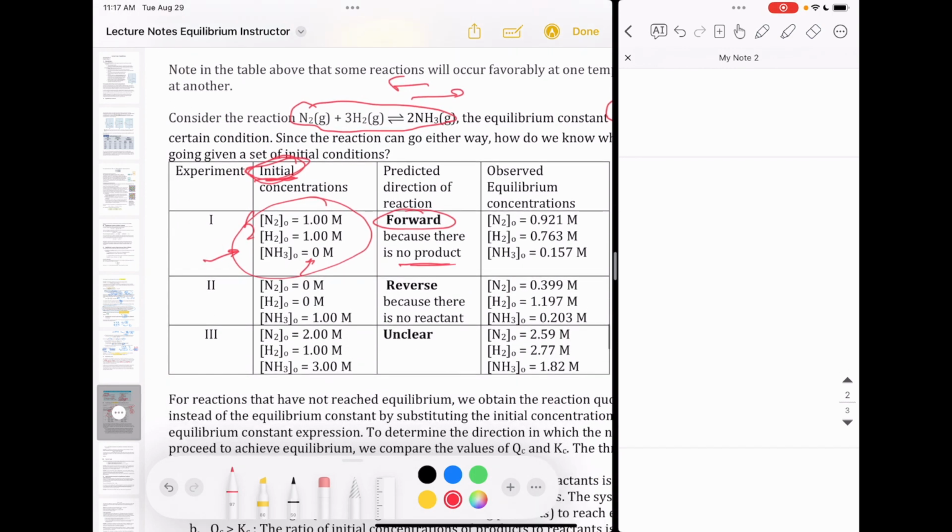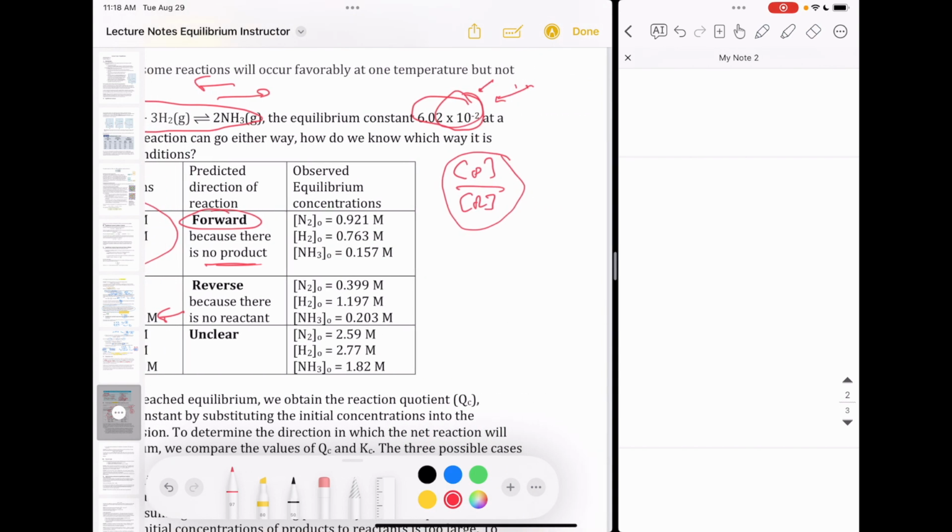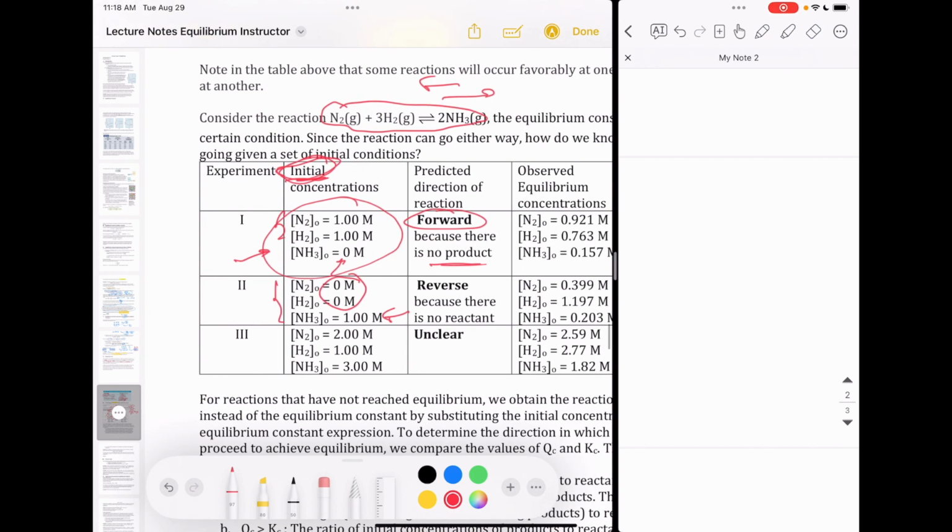What happens when you start with the second initial condition? Here you have no reactant. You only have product. What do you expect to happen? Same point. Product over reactant is supposed to equal 6.02 times 10 to the minus 2. So there has to be some number for the top. There has to be some number for the bottom, just mathematically. So therefore, not having anything for reactant doesn't make sense. So the only possible explanation, then, is the reaction must be going in the reverse direction in this case if you start with these initial conditions, right?